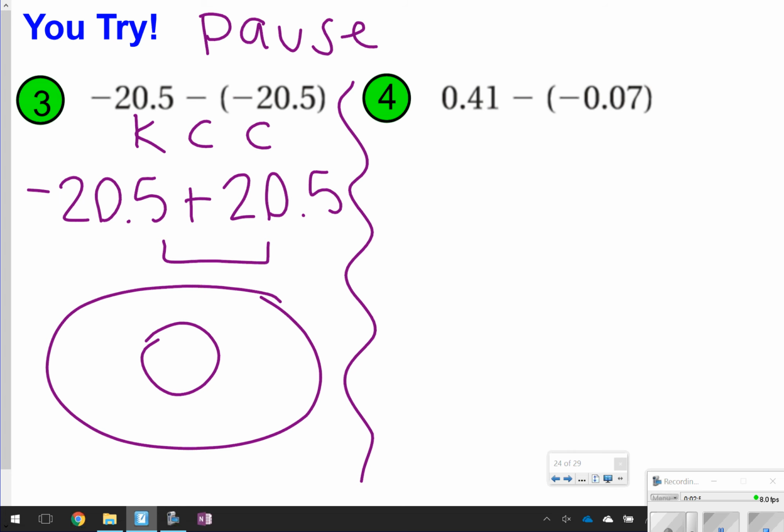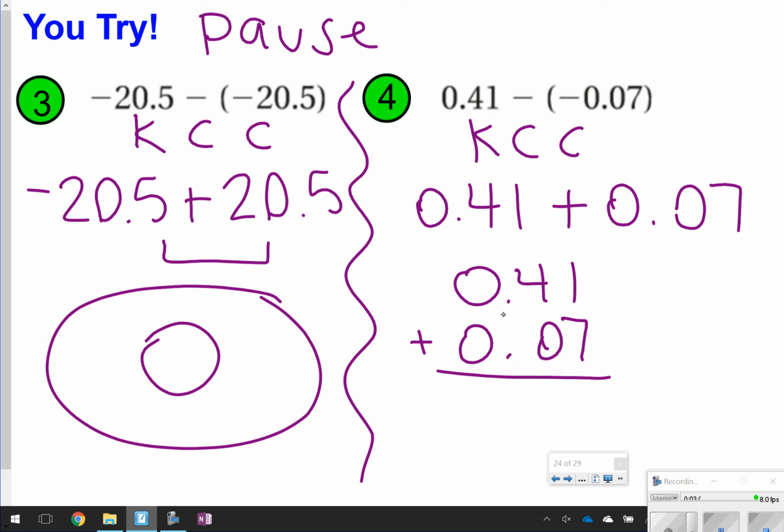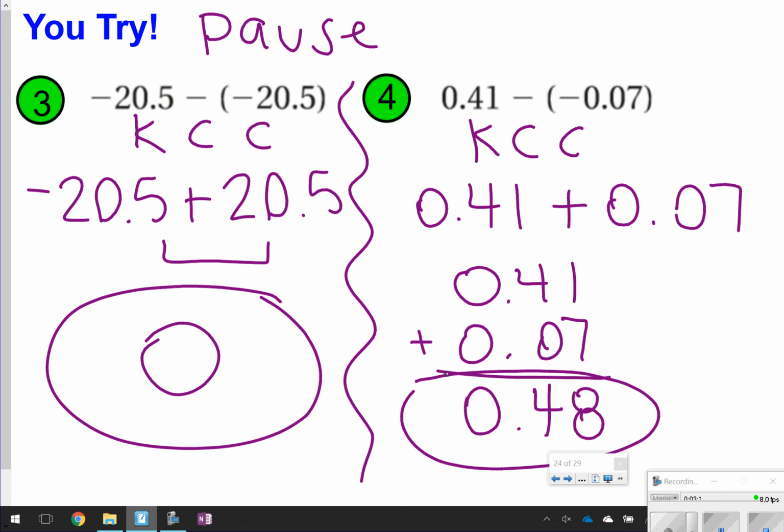Number 4, KCC is going to change this question to 0.41 plus positive 0.07. Looks like I'm going to be adding these, so 0.41 plus 0.07. Reminder that I'm lining up my decimals as I go and my place values. 1 plus 7 is 8, 4 plus 0 is 4, and 0 plus 0 is 0. Both of these are positive, so I'm going to keep my answer as a positive, making my answer for number 4, 0.48.